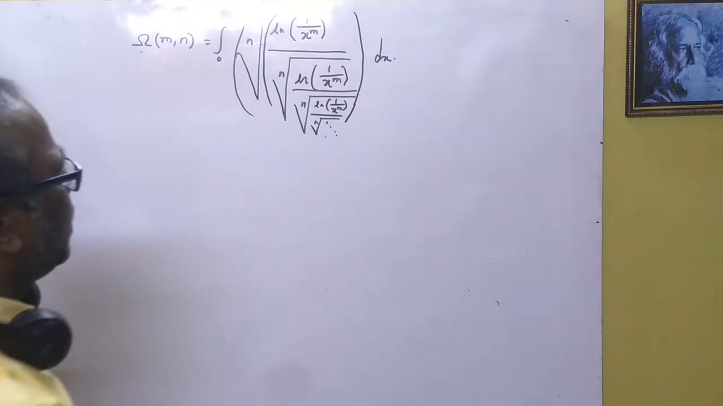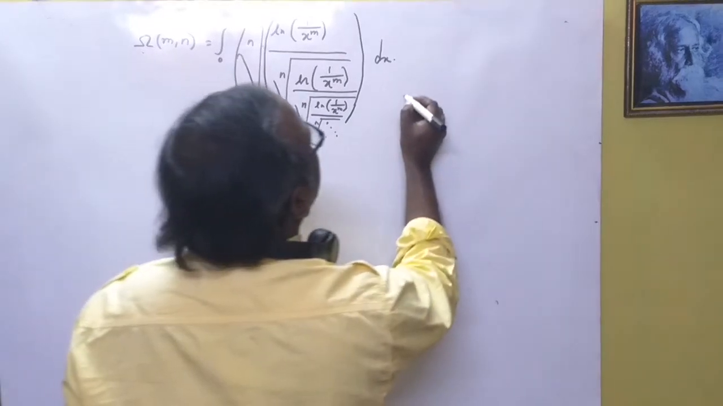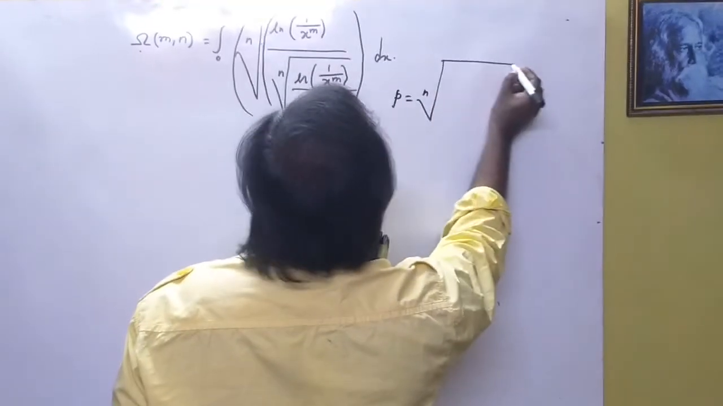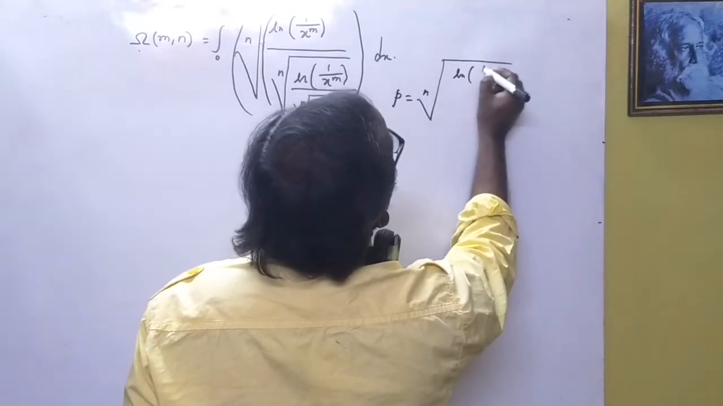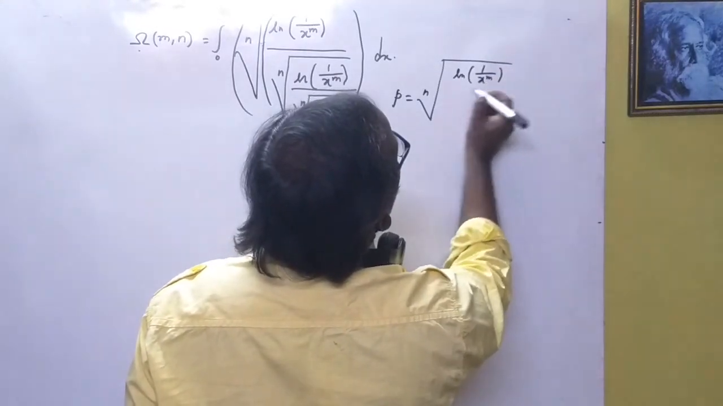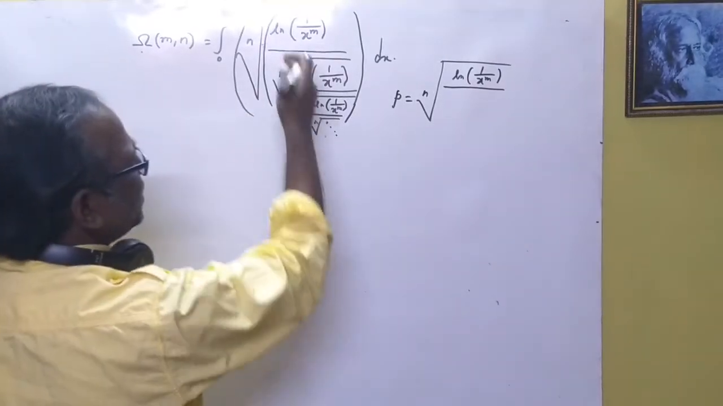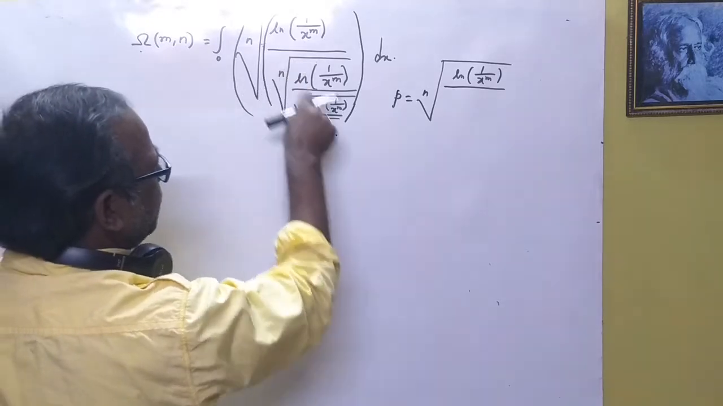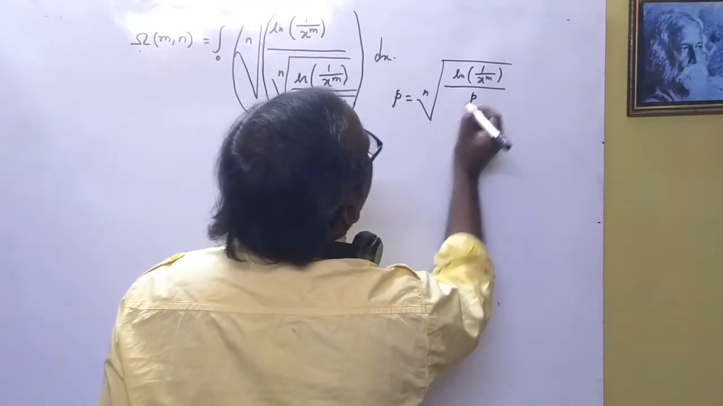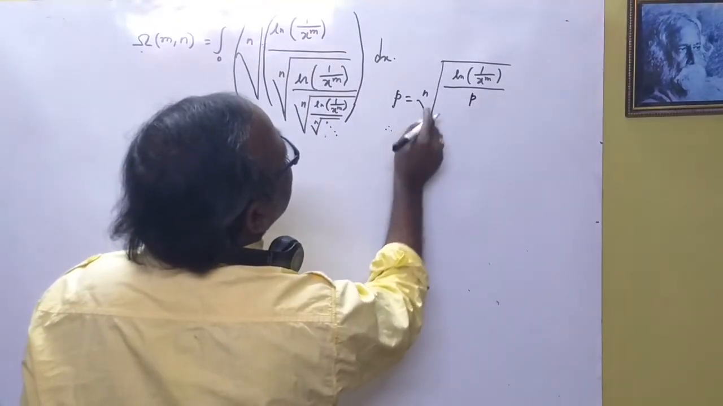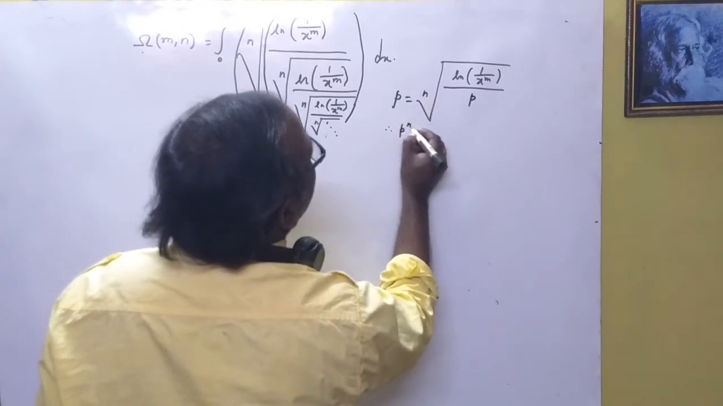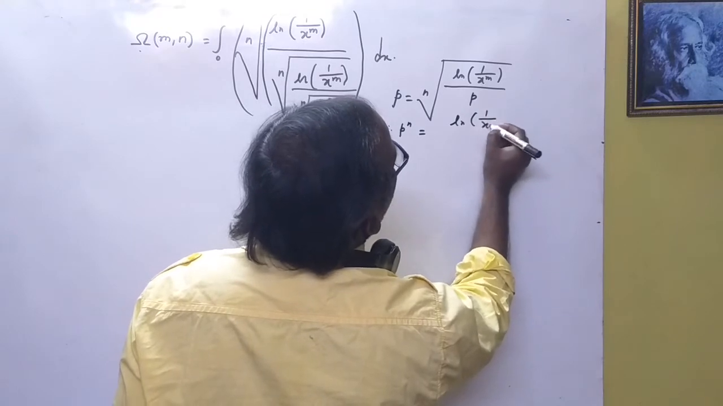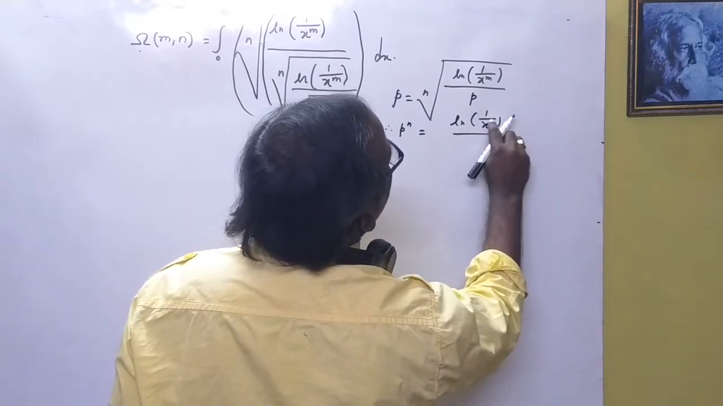Let us assume this whole expression as p. So p is equal to the nth root of ln(1/x)^m, and the whole is divided by the same repeating pattern. So if we let the whole thing be p, the pattern repeats, so we substitute p here. So this is the nth root, so p to the power n is equal to ln(1/x)^m divided by p.